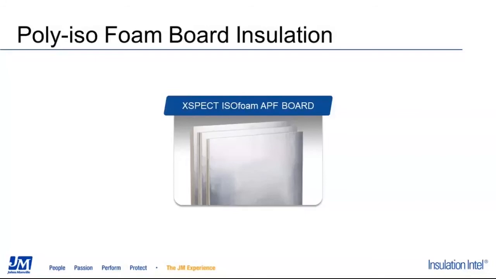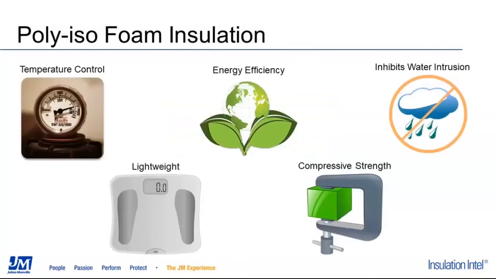And now let's talk about why selecting the polyiso board insulation. It is a thermal insulation, so it will provide you with the typical thermal performance as the temperature control and energy efficiency. Also, since it's a polyiso foam, it's a closed cell material. It will inhibit water intrusion. It is lighter density than some of the other insulation types, which can be an advantage, and it has a higher compressive strength.